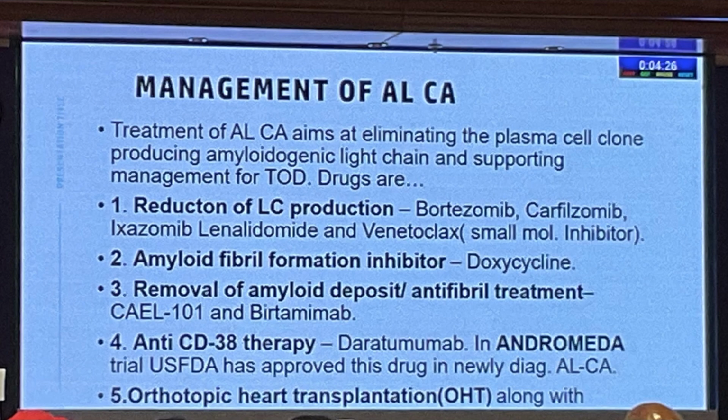The management. The treatment is aimed at eliminating the plasma cell clone producing the amyloidogenic light chain. Drugs are the reduction of light chain production by bortezomib, carfilzomib, ixazomib, lenalidomide, and venetoclax. Amyloid fibril formation inhibitor, doxycycline. Removal of amyloid deposit, or the antifibril treatment, CAEL-101 and birtamimab.